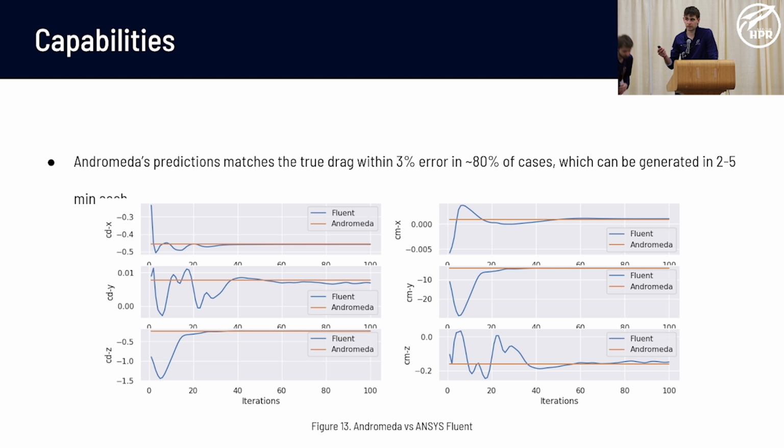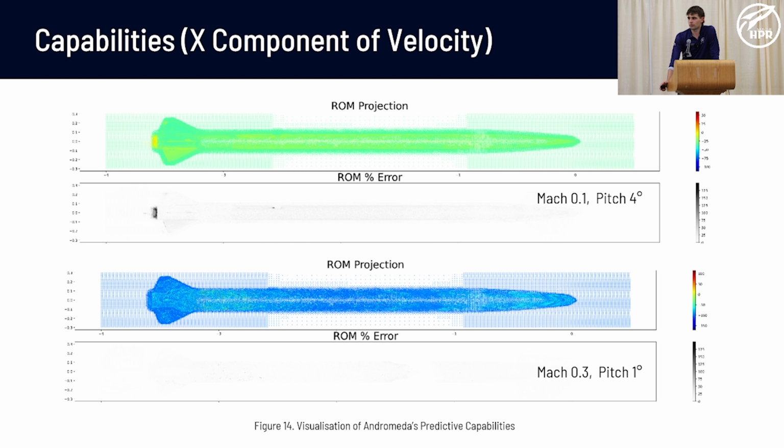And to remind you that these Fluent iterations take over an hour to solve, whereas Andromeda can produce this in just 2 to 5 minutes each. This is incredible because instead of spending weeks and months fumbling over these CFD processes, we can just get it done within days. Cool. So why is Andromeda so good?